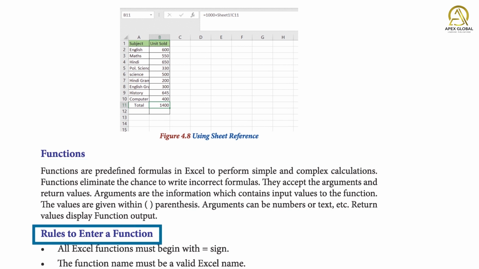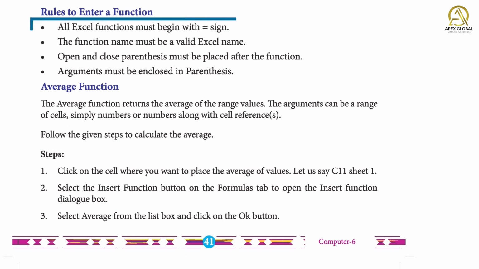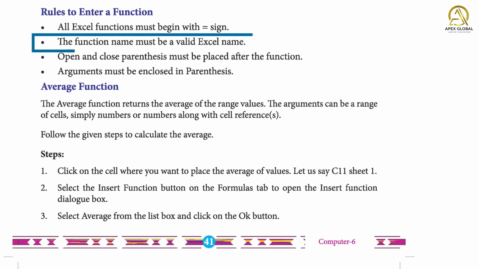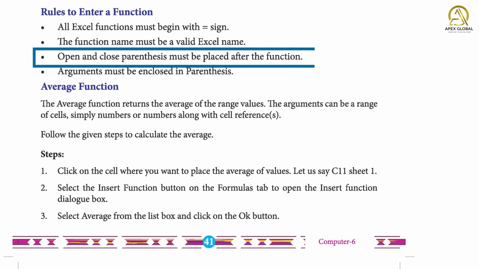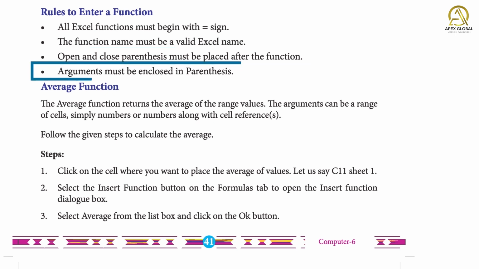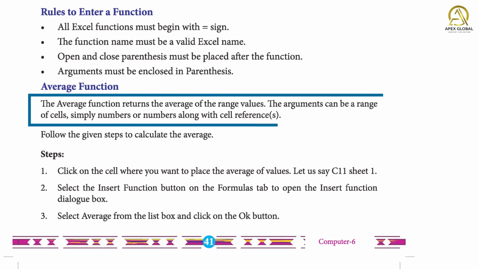Rules to enter a function. All Excel functions must begin with an equal to sign. The function name must be a valid Excel name. Open and close parentheses must be placed after the function name. Arguments must be enclosed in parentheses. Average function. The AVERAGE function returns the average of the range values. The arguments can be a range of cells, simply numbers, or numbers along with cell references.